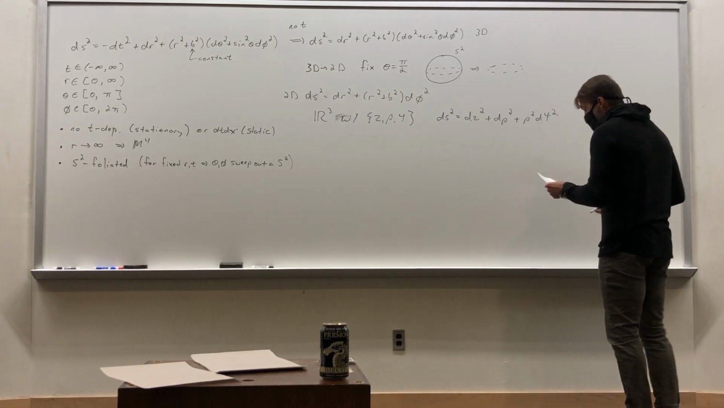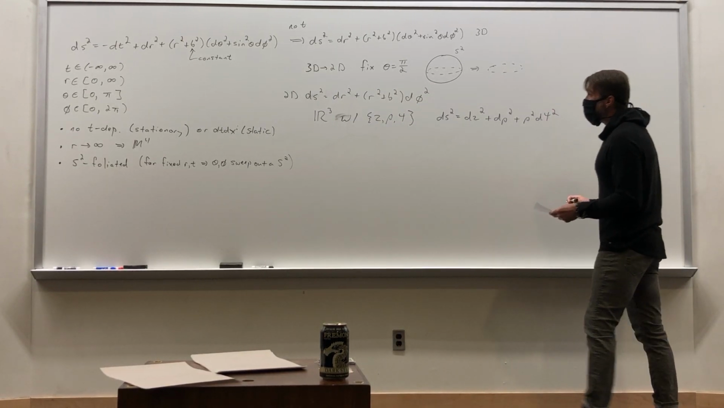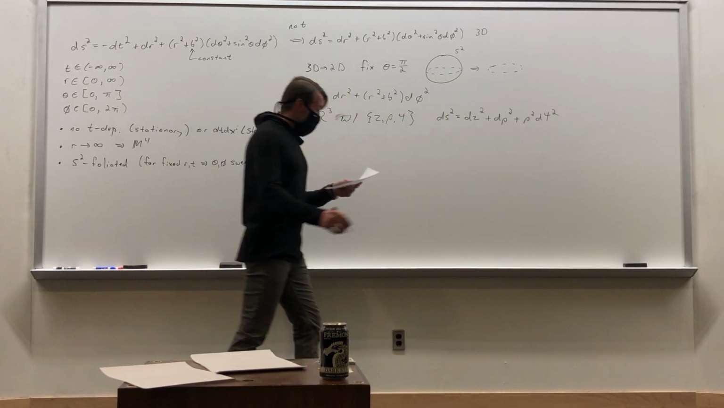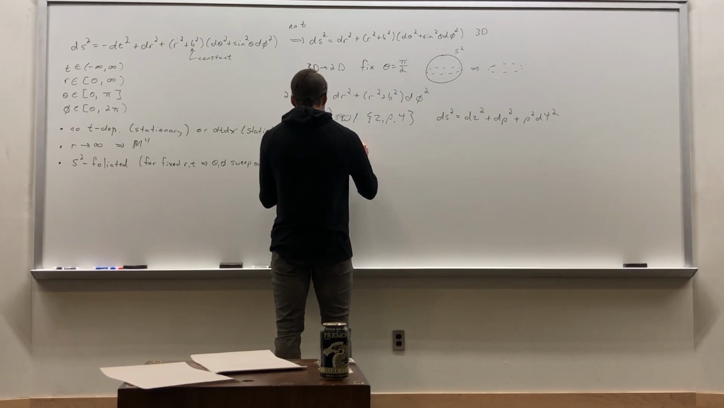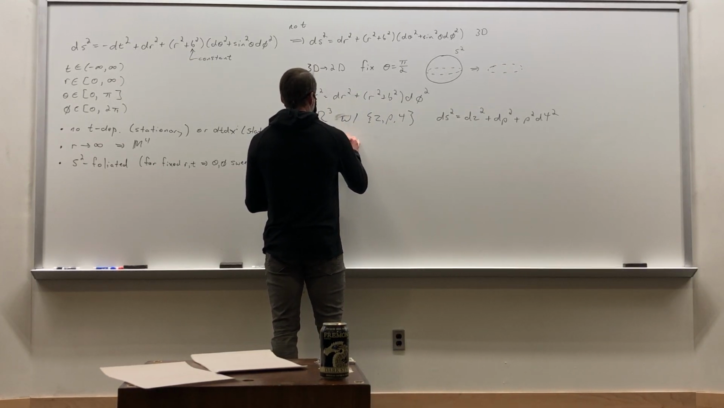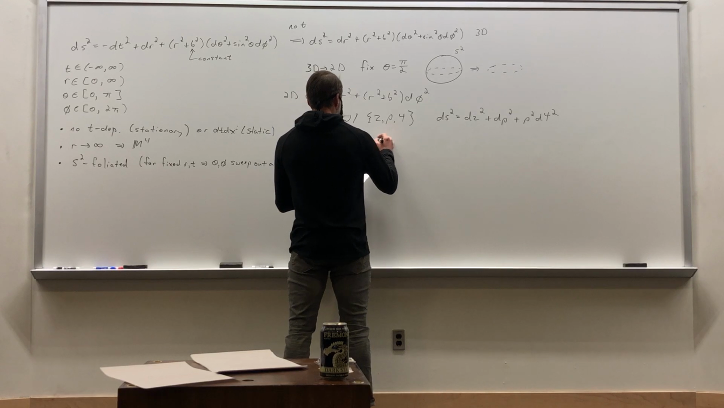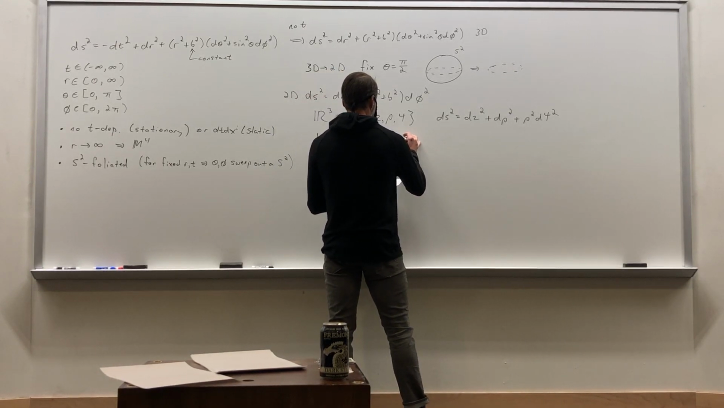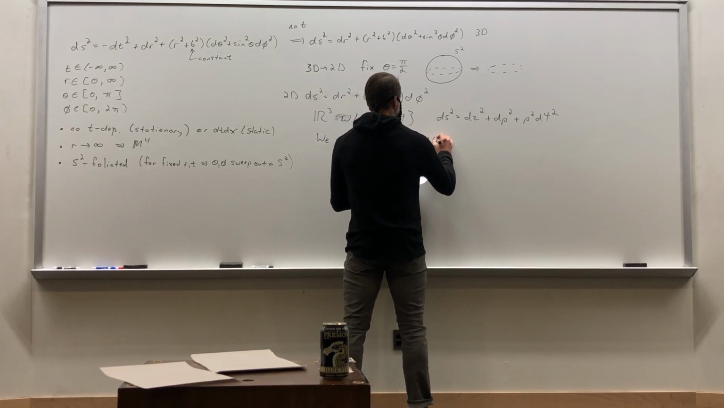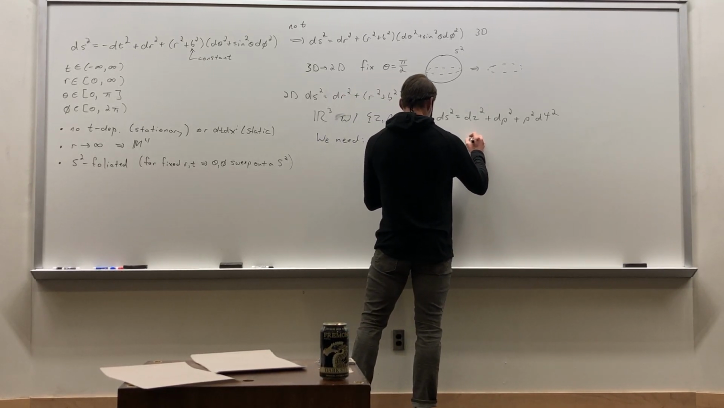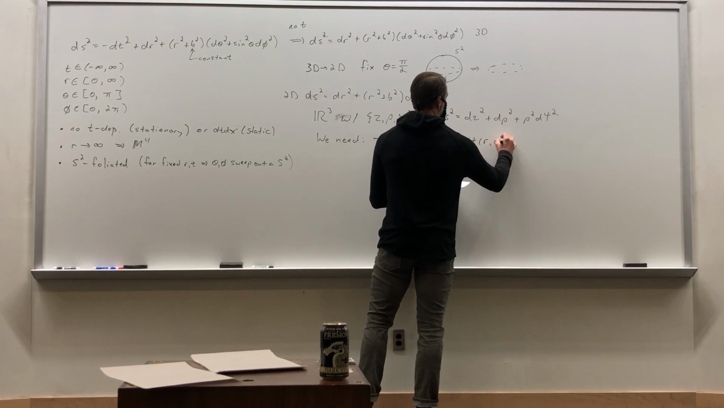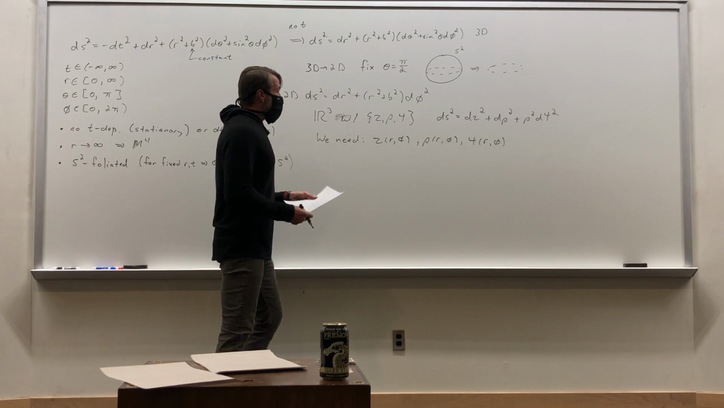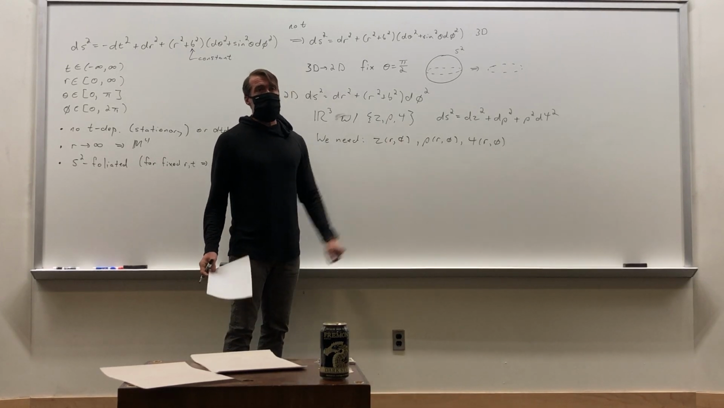And now what we're going to do is identify these coordinates with the embedding coordinates. So what we need is z as a function of r and phi, rho as a function of r and phi, and psi as a function of r and phi. Okay? Now, one of these is super obvious how to do it. Which one?